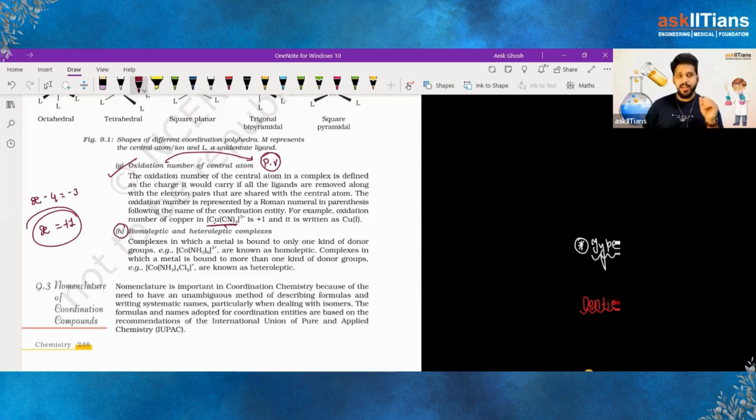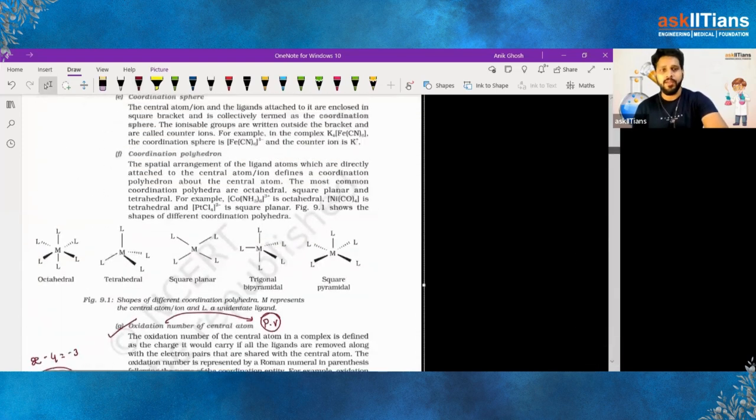Guys, you have noticed that there are some coordination compounds which have only one type of ligand, which is ammonia. They are called homoleptic complexes. And if you have more than one kind of ligand, then that's called heteroleptic complexes. Whether you have 2 or 3 or 5 or 6 ligands, if they are the same, they're homoleptic. If they are different, then heteroleptic.